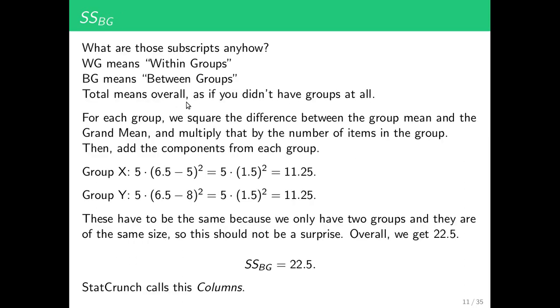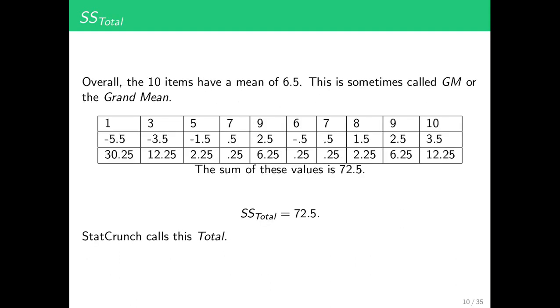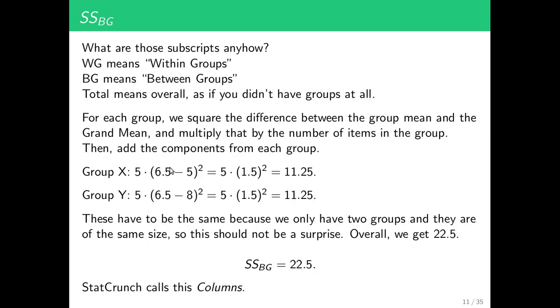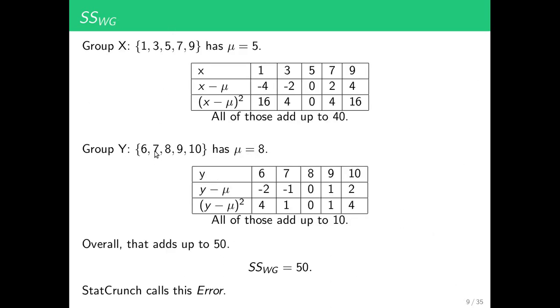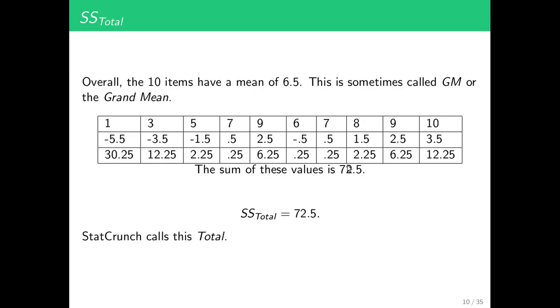And what are these subscripts anyhow? Well, WG meant within group, total meant total, and now this one means between groups. For each group, we square the difference between the group mean and the grand mean. Maybe I forgot to tell you, this 6.5 here, this is the grand mean. You square the difference between the group mean and the grand mean, and then you multiply by the number of elements in the group. And right now this is very, very balanced because here we have exactly 5 elements in each data set, and so everything's going to look very, very balanced here.